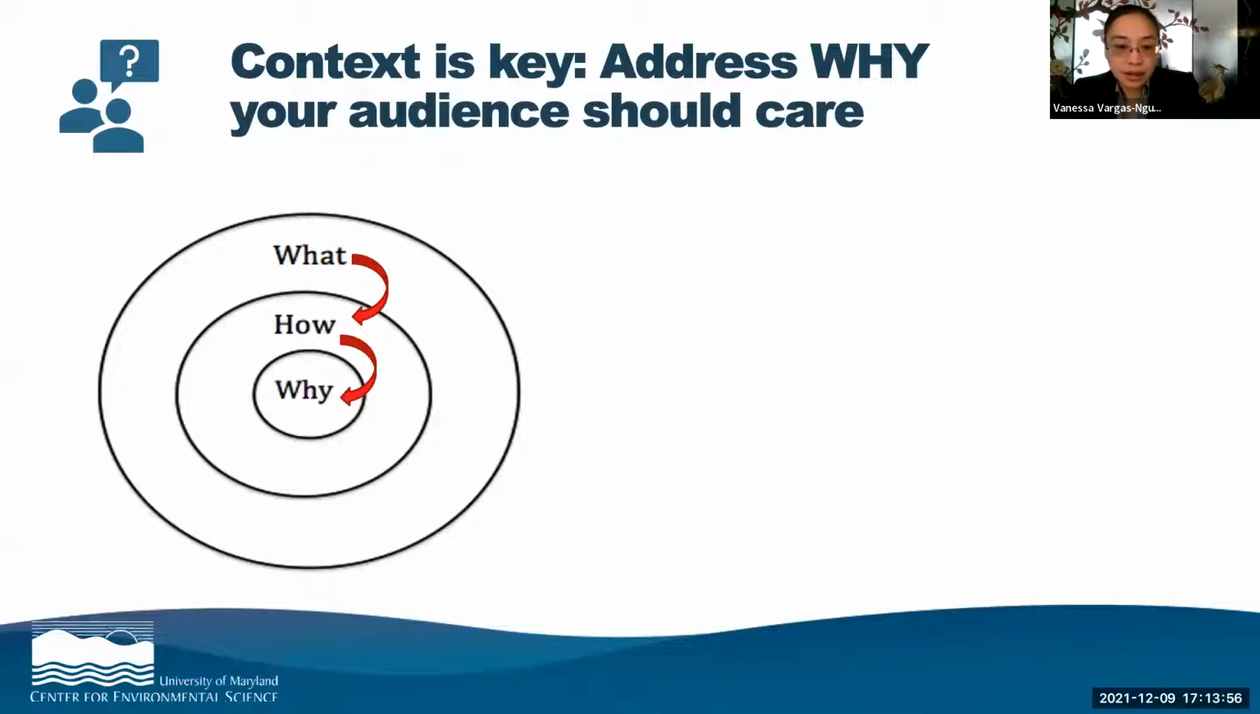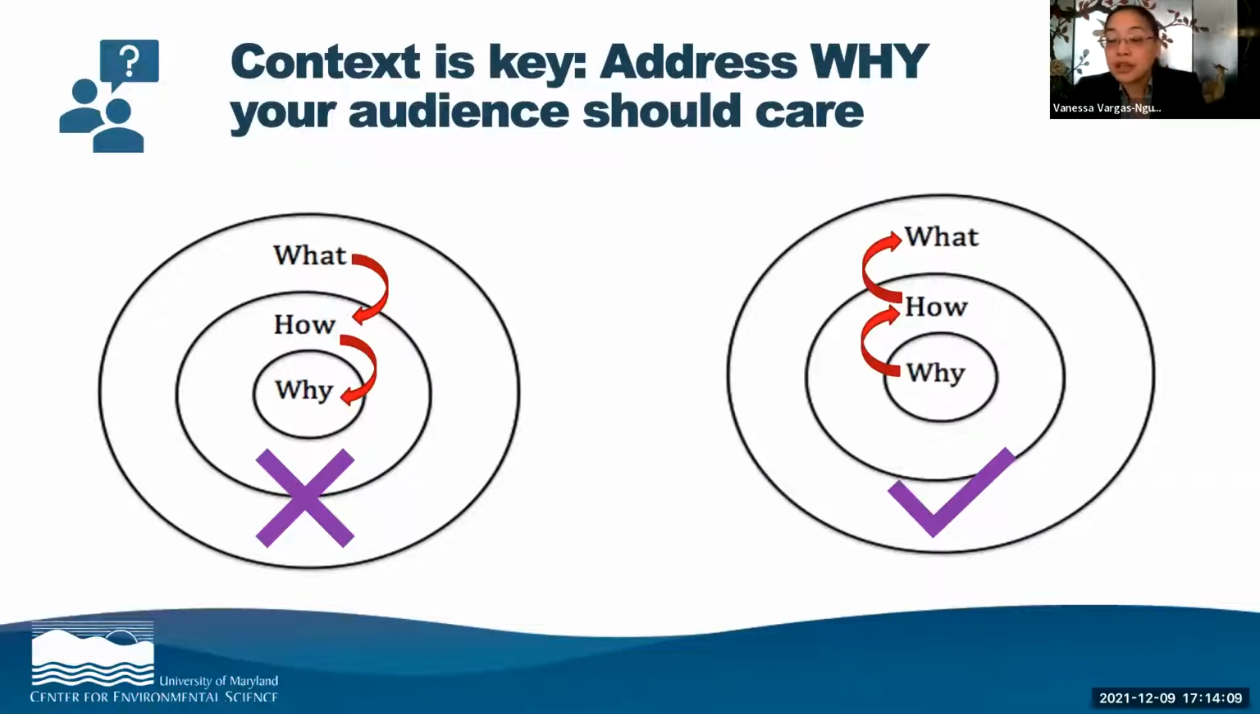However, as scientists and technical experts, we often start with the what, then the how, and the why, which may not always be effective. Ideally, we should go the other way. The primacy of addressing the why question is that it gets to the limbic brain where our emotion and behavioral aspects are controlled. And the what question gets to the neocortex or our analytical brain. So going in this manner is more effective.